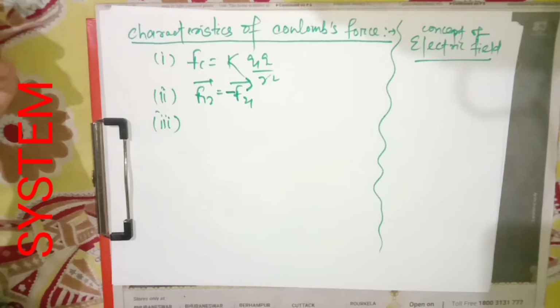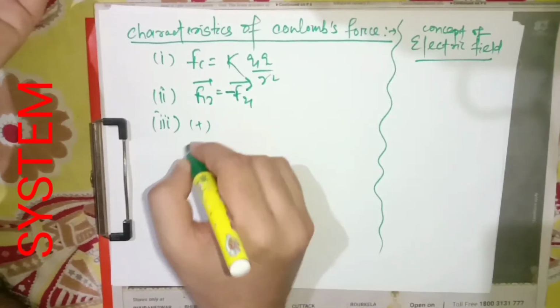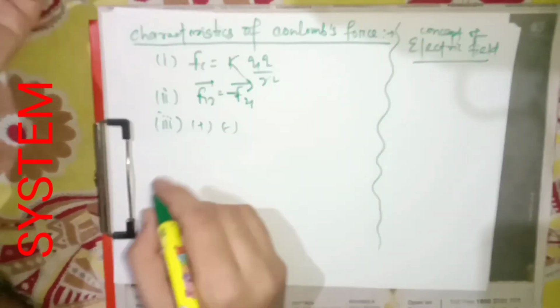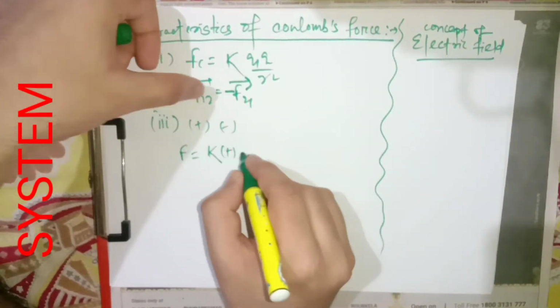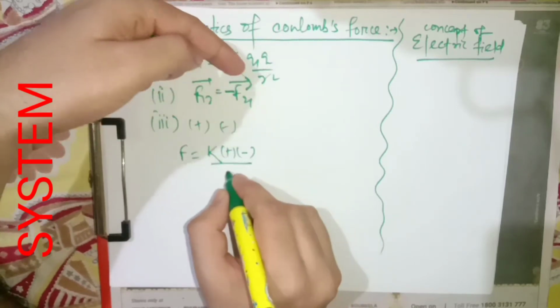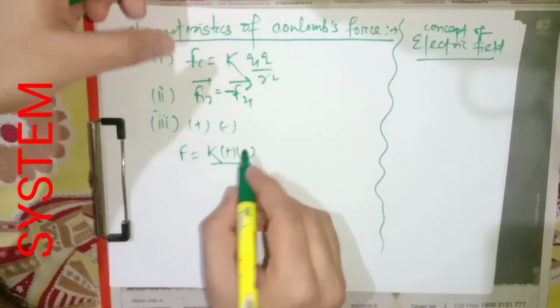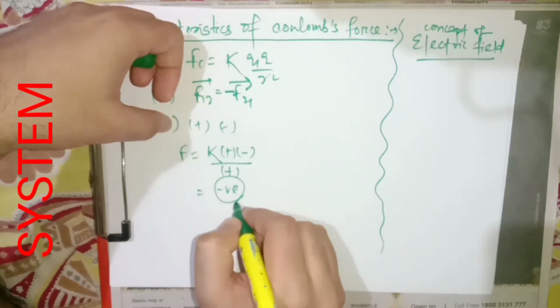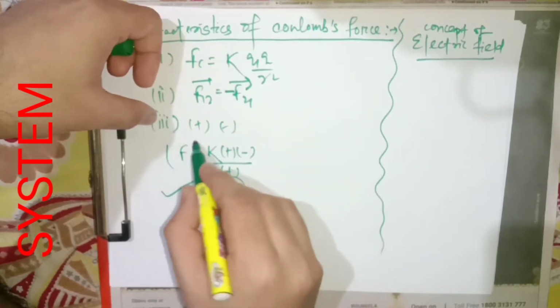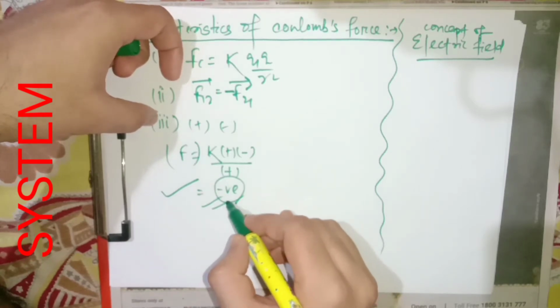Then the third one, Coulomb's force is attractive for dissimilar charges and it is repulsive for similar charges. For dissimilar charges, let one charge be positive and another negative. So if we calculate F equal to K, for Q1 we take positive sign, for Q2 we take negative sign, and distance is always positive and its square is a positive quantity. So the whole thing will be negative. So clearly it indicates that the attractive force is negative in sign.